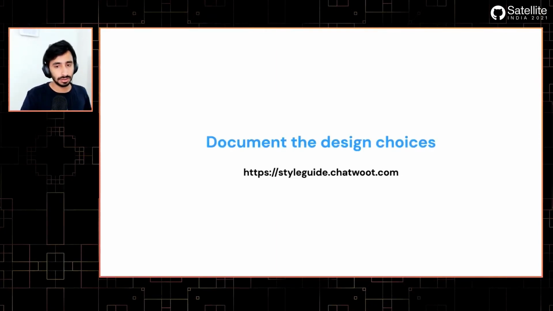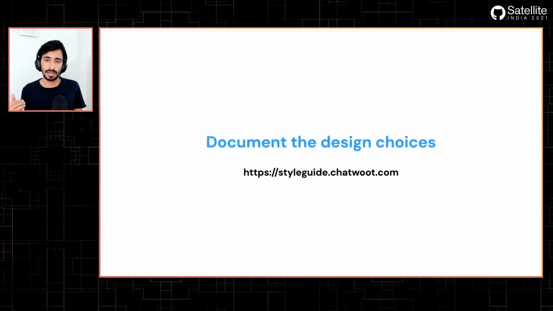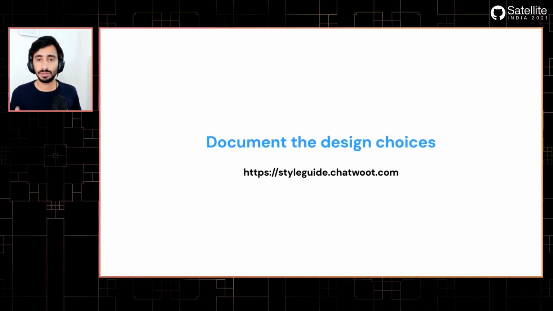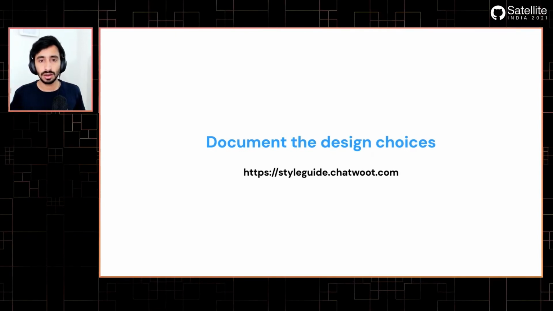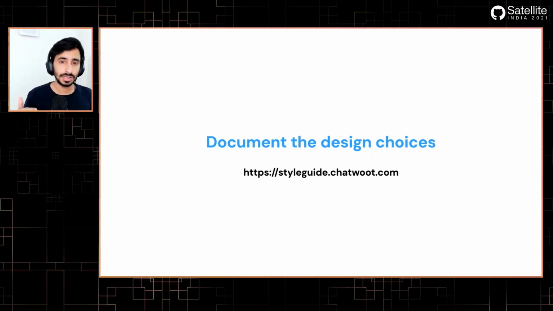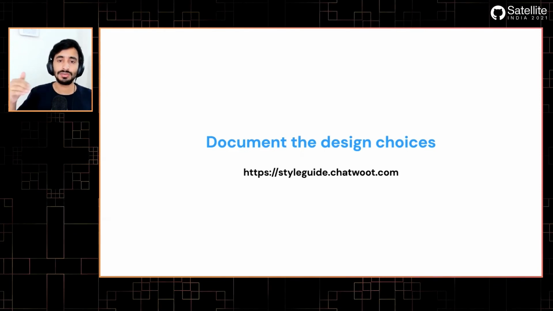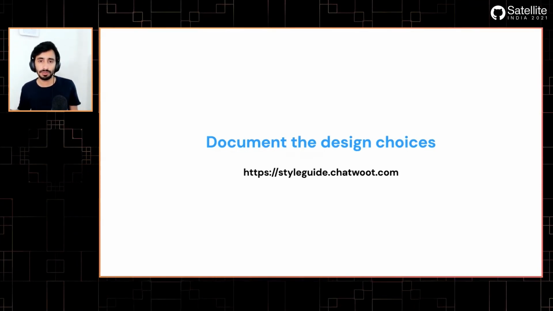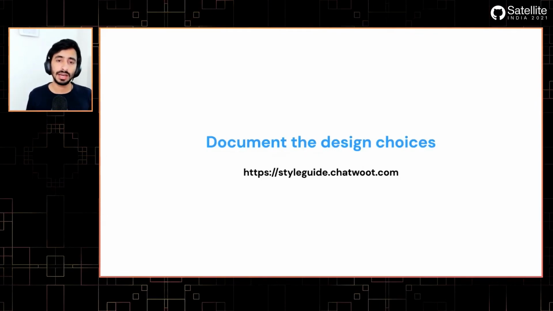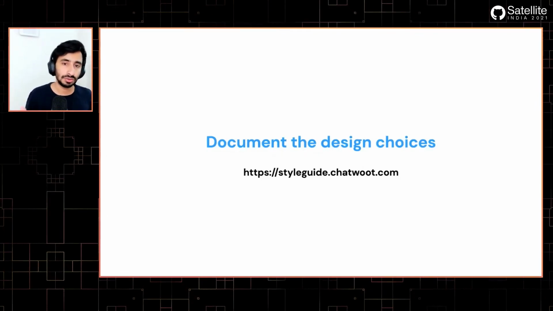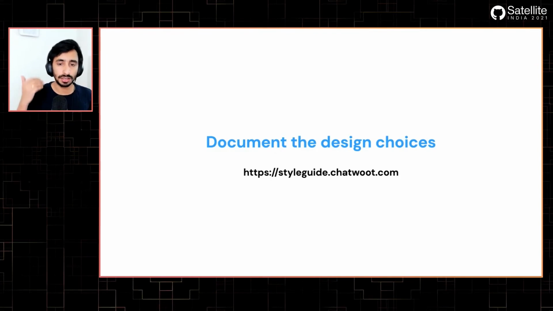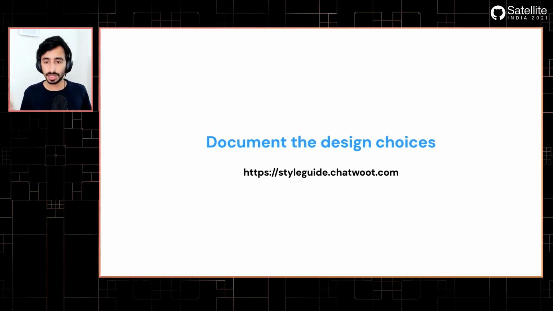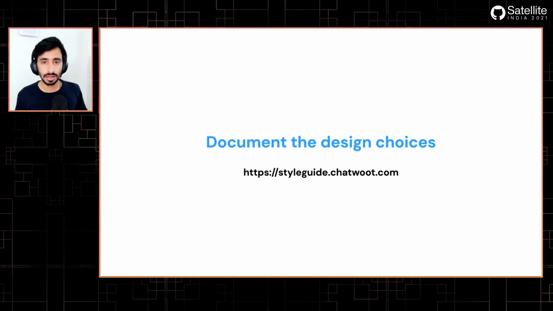And second, one of the options which you can do is to document the design choices: what colors you choose, what components are available in your project, what the different options available are, so that whenever a new person comes in, you can define a process on how they can contribute to the project, right? You already have all these things documented. And we started this with styleguide.chatwoot.com. So we started our experiments with that.